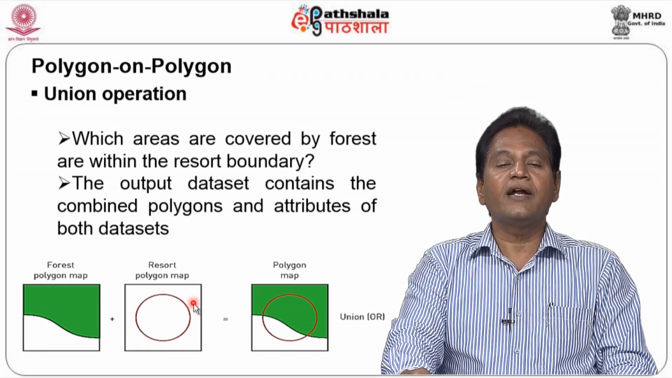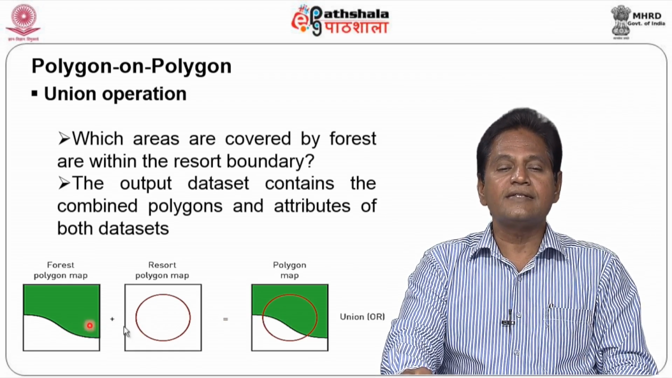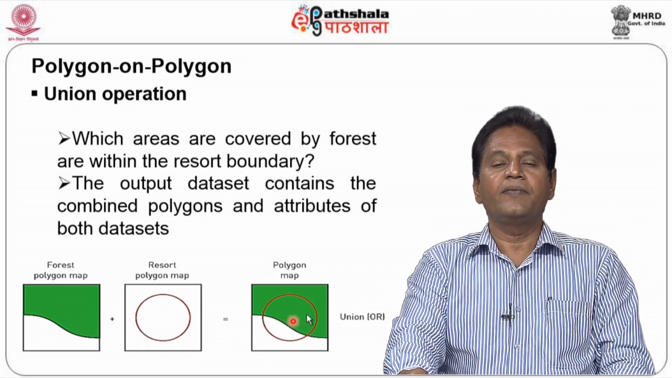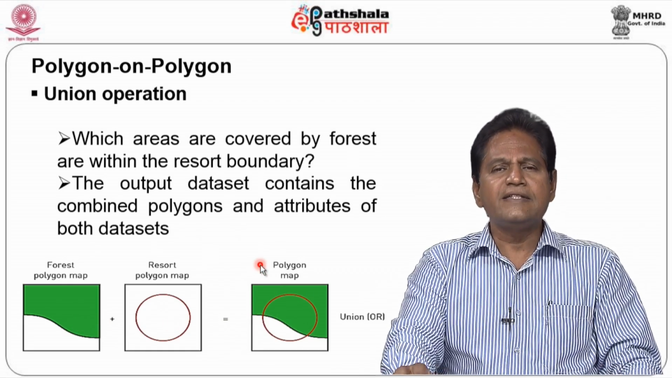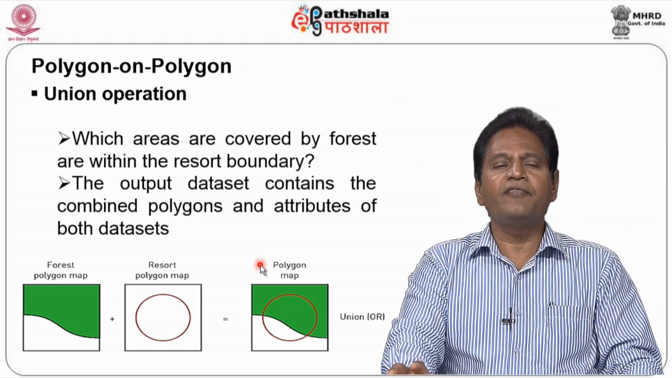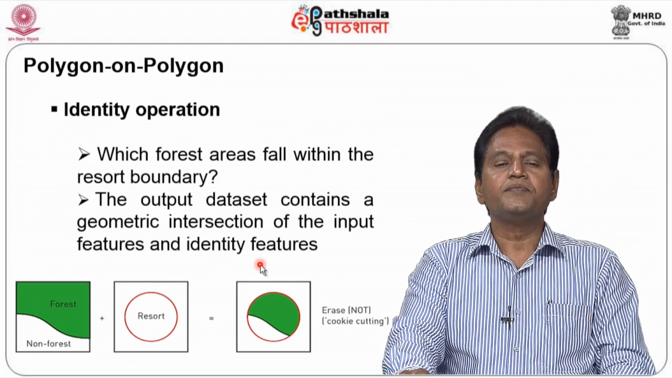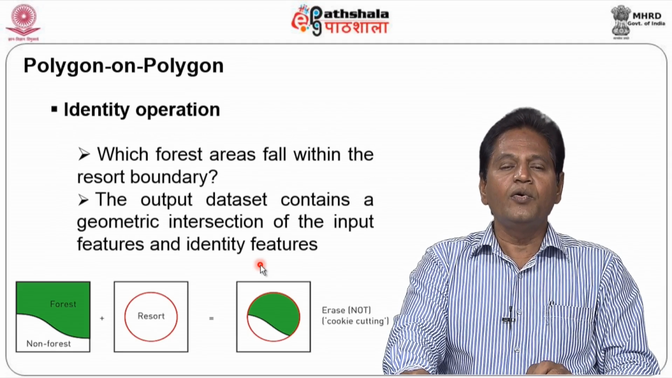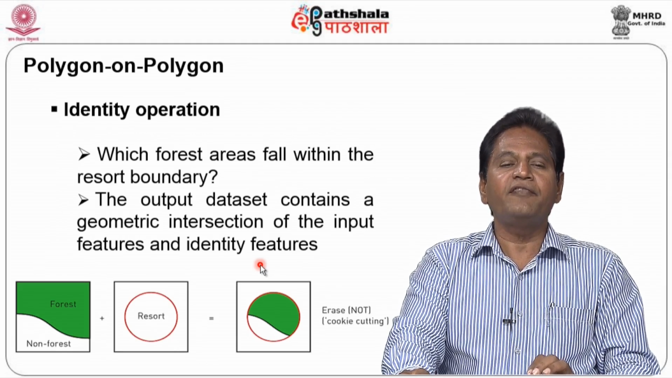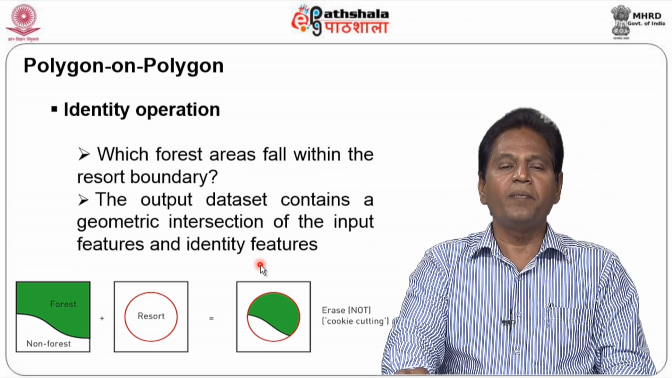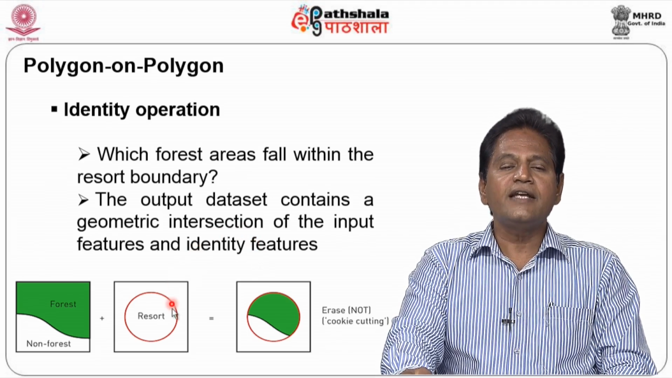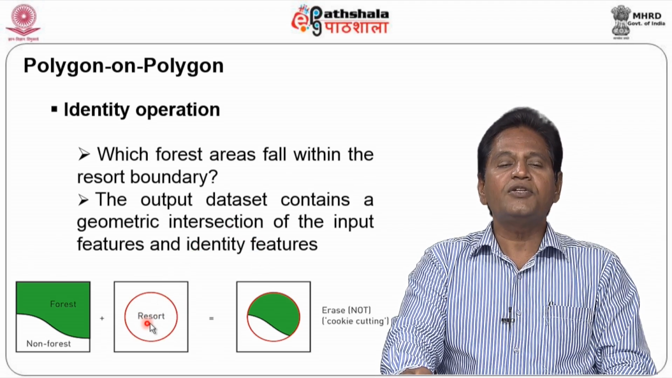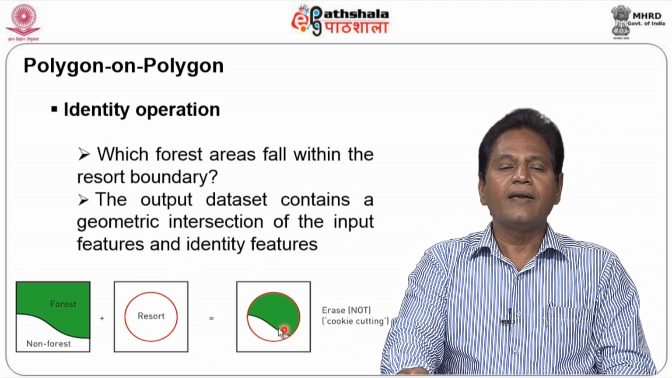So the data set will contain the combined polygons and attributes of both data sets. That's the best part of it. This is how you use it, because we will see in detail how effectively you can utilize this one. So you would like to know the identity operation. An operation which shows which forest areas fall within the resort boundary. So naturally what will happen, this is the one.